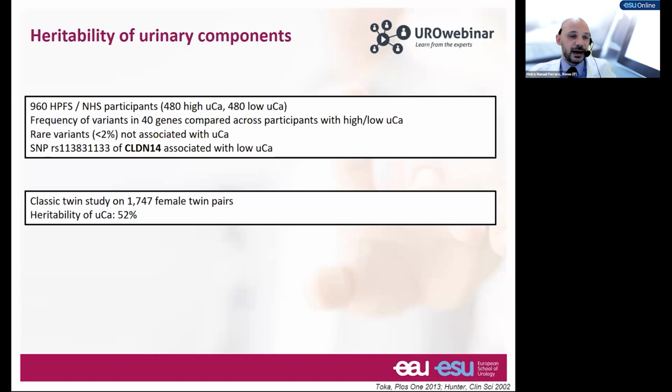There is also a classic twin study performed on 1,747 female twin pairs that estimated the heritability of urinary calcium as a continuous trait to be about 52%.